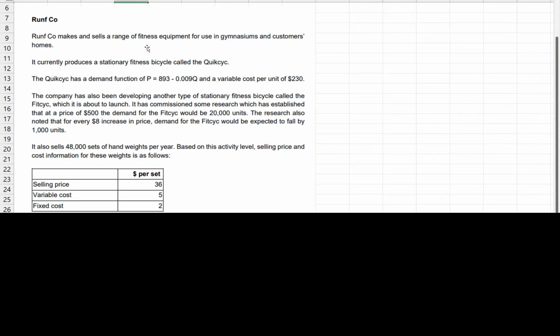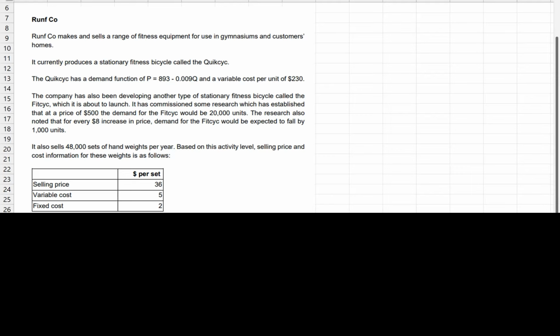The company has also been developing another type of stationary fitness bicycle called the Fit Cycle, which it is about to launch. It has commissioned some research which has established that at a price of $500, the demand for Fit Cycle would be 20,000 units. The research also noted that for every $8 increase in the price, demand for the Fit Cycle would be expected to fall by 1,000 units.